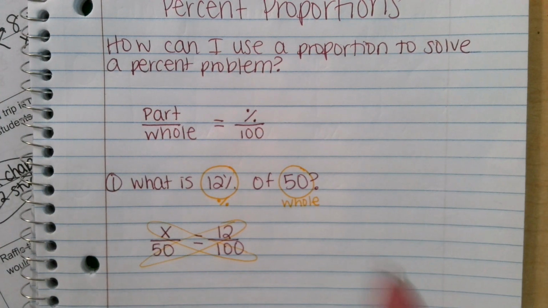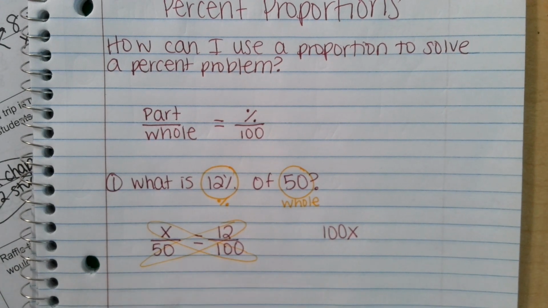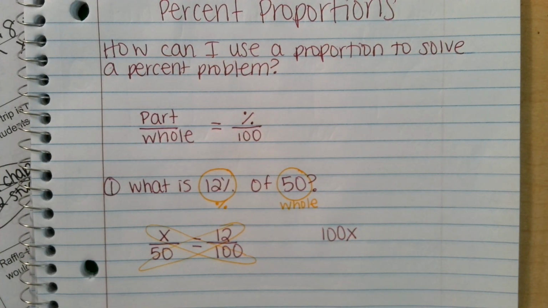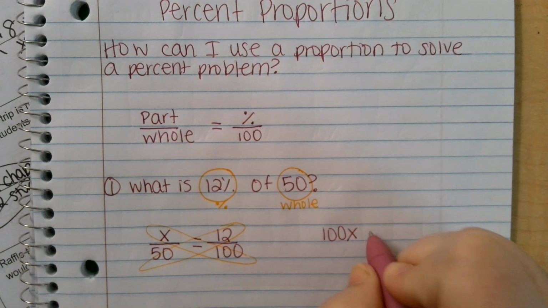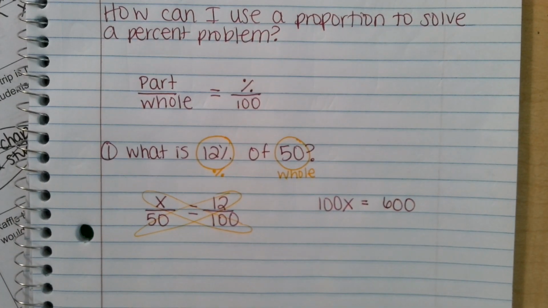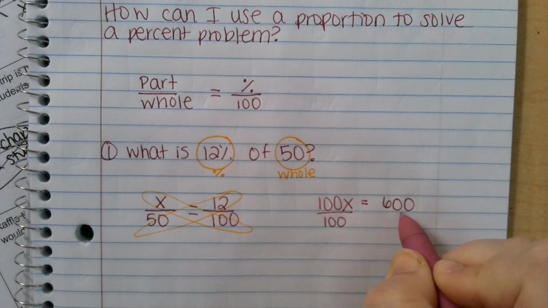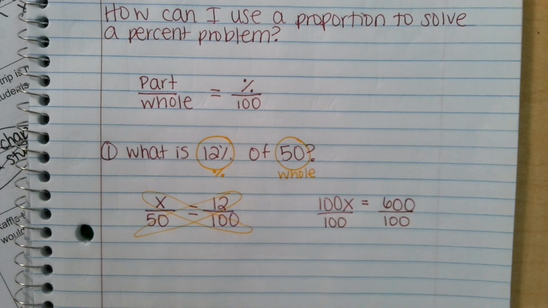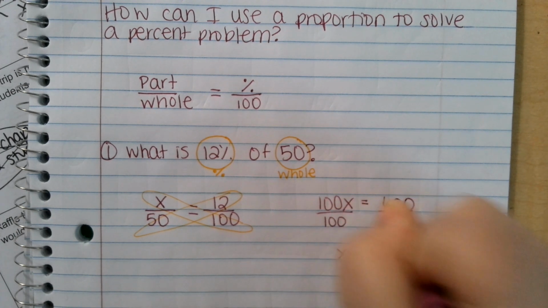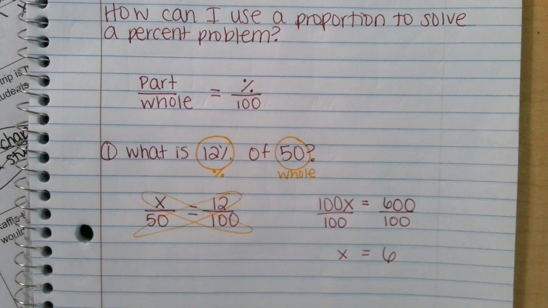X times 100 is 100x. 50 times 12, let me use my handy dandy calculator. 50 times 12 is 600. Now I need to solve for x. Divide by 100 on both sides. And x turns into 6. So 6 is 12% of 50.